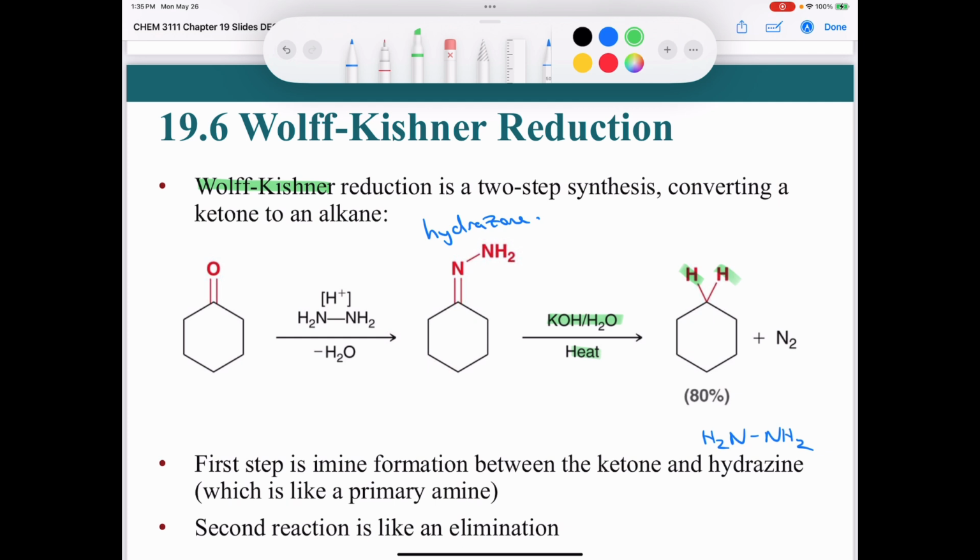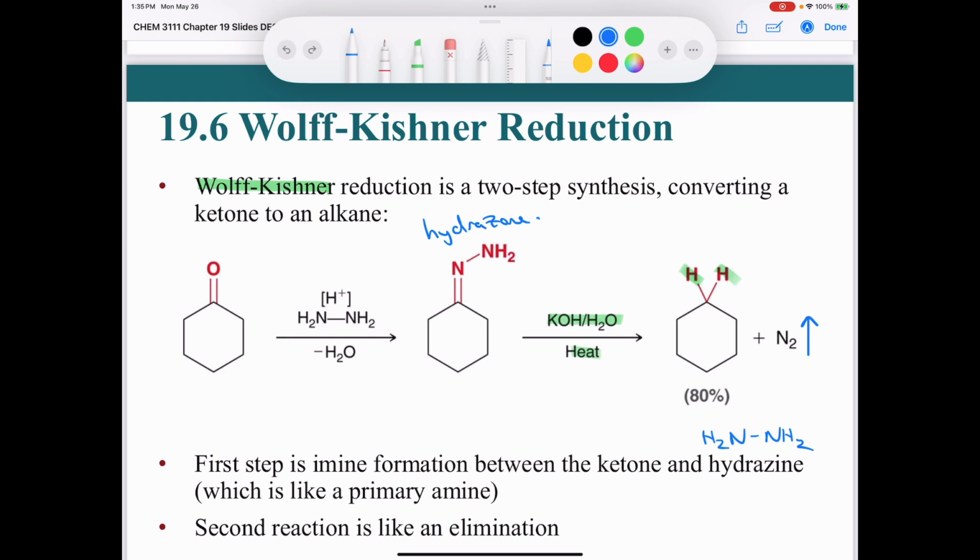And if you're wondering, well, if it's so old, why is it so great? I'll tell you why it's so great, because you form nitrogen gas as a product. And where's that going to go? It's going to bubble out of the reaction mixture, and so it's going to drive the reaction forward based on Le Chatelier's principle. And so if you make a hydrazone, it's a great way to do a reduction of a carbonyl down to an alkane.